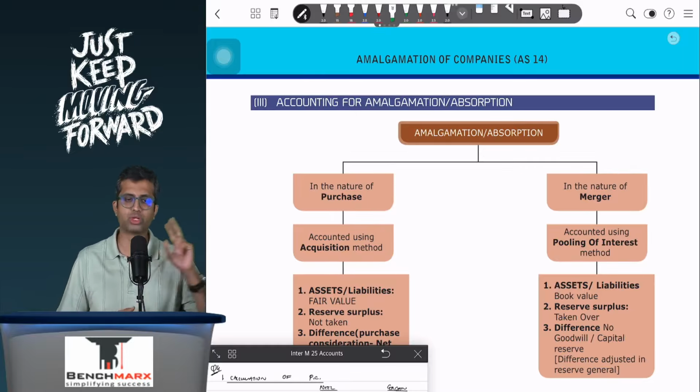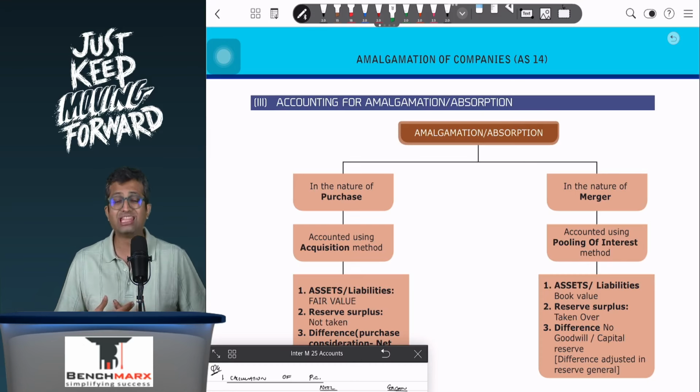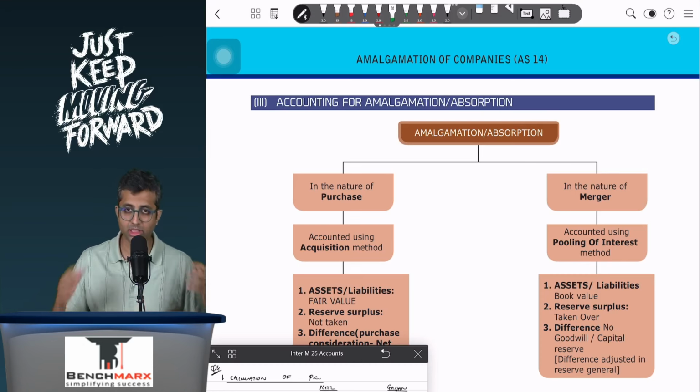As per AS 14, there are two methods of accounting which are possible. First, there is amalgamation in the nature of purchase, for which you will follow the acquisition method, and then there is amalgamation in nature of merger, which is more like a restructuring or a reorganization, in which case you will follow the pooling of interest method.